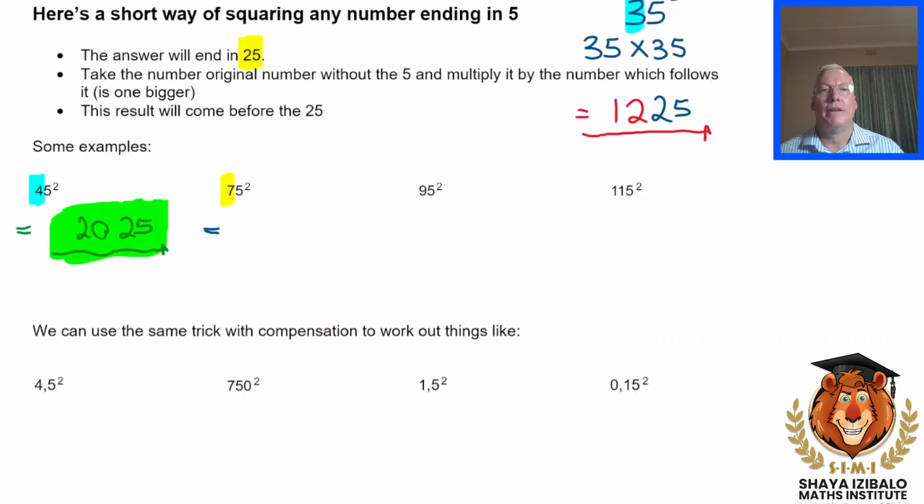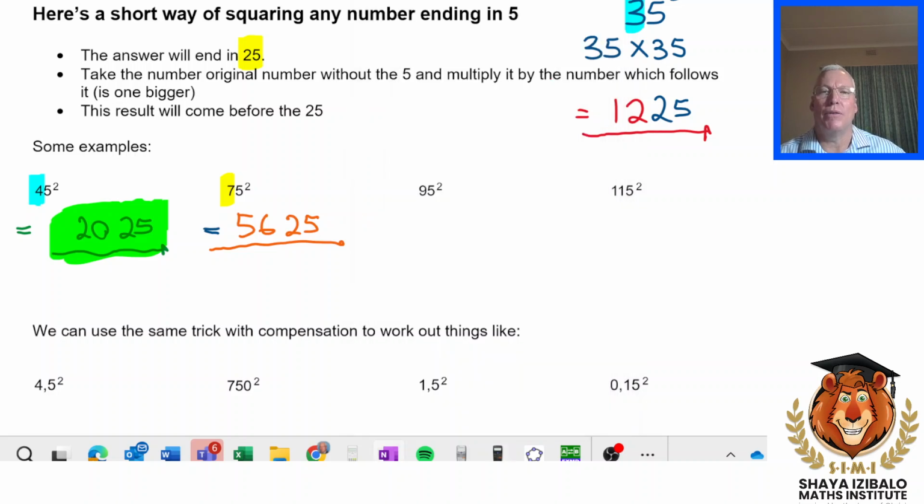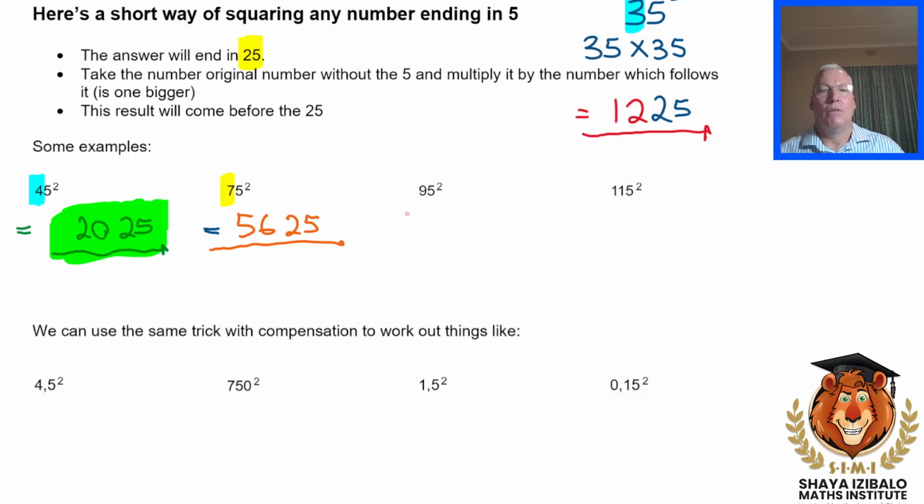That's correct. It's going to end in 25. What's the number 1 bigger than 7? It's 8. 75 squared is 5625. Let's just check that because you might be thinking, Paul, how do you know that that's right? Okay, let's have a look. 75 squared, there it is, 5,625.